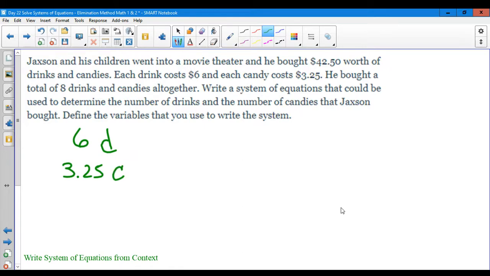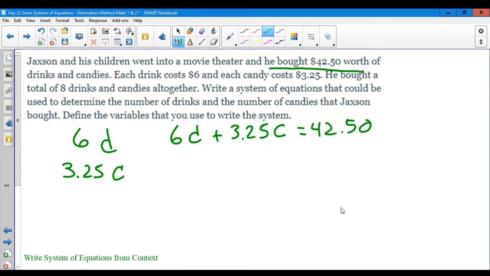And somewhere along the line, it told me that it costs $42.50 to buy all of those things. So the $6 drinks and the $3.25 candies are going to total up to $42.50. I need all my Math 1 students to be able to write that sentence.